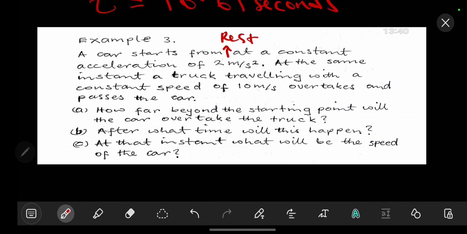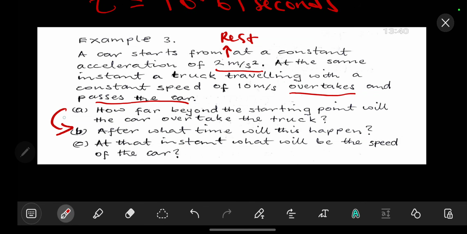Let's look at our next example. It says that a car starts from rest at a constant acceleration of 2 meters per second squared. At the same instant, a truck traveling with a constant speed of 10 meters per second overtakes and passes the car. Then we are told how far beyond the starting point will the car overtake the truck. So here there is a mistake. It's supposed to be the car overtaking the truck, not the truck overtaking the car. So this is how it's supposed to be.